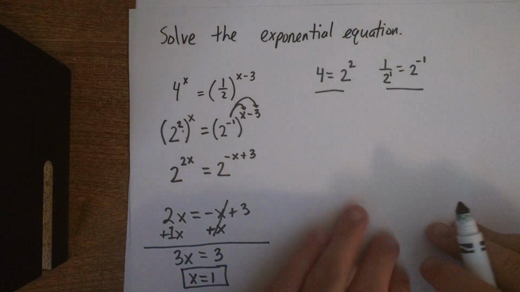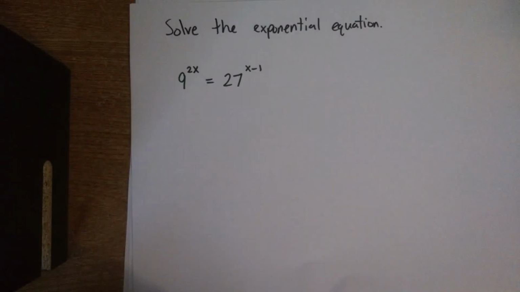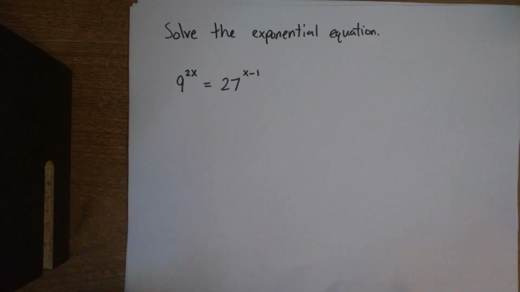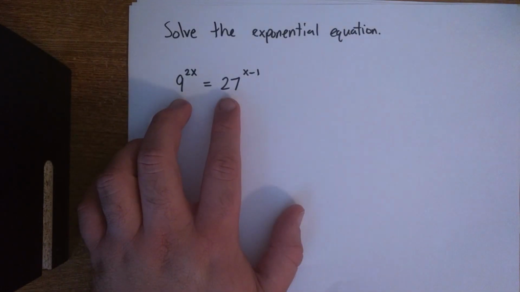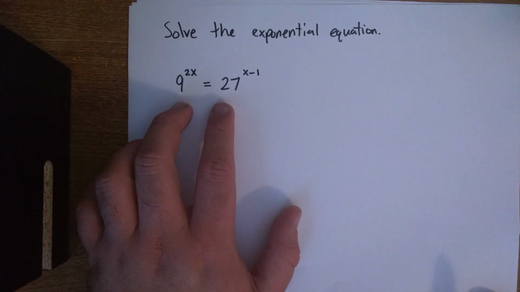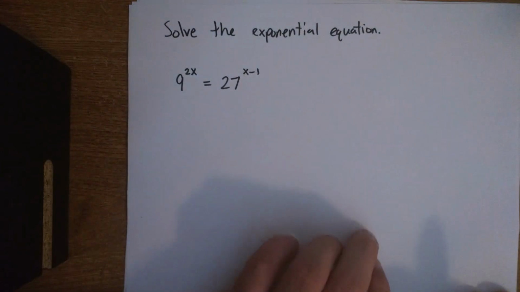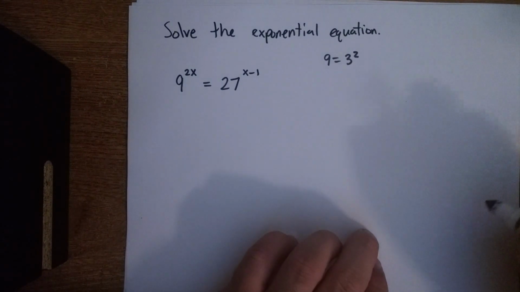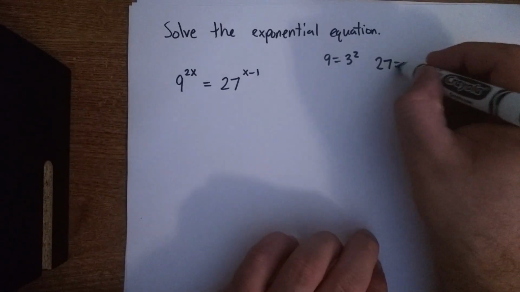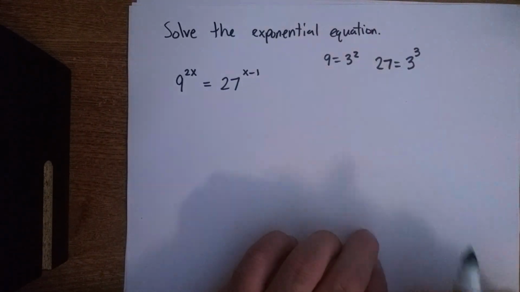Okay. Let's do another one. So we're going to solve this exponential equation. We have 9 raised to the power of 2x equals 27 raised to the power of x minus 1. So think about, can you write 9 and 27 as a common base with different exponents? Well, here's what we know about 9. We know that 9 is 3 squared, and 27 is 3 cubed.